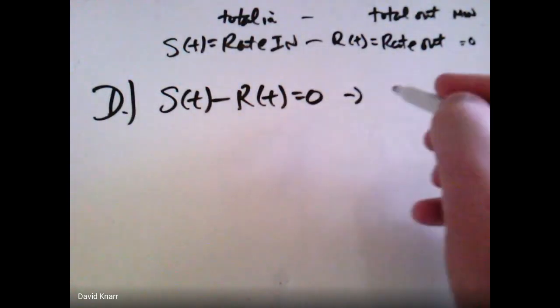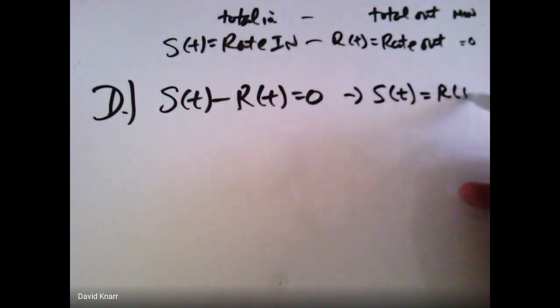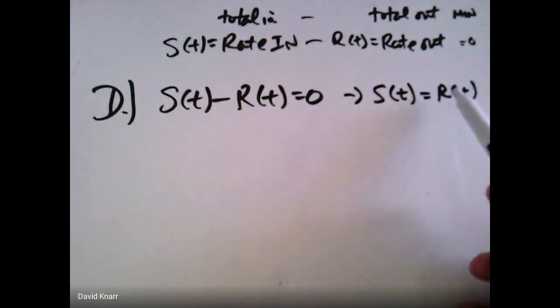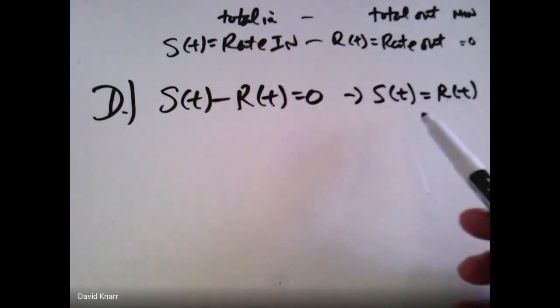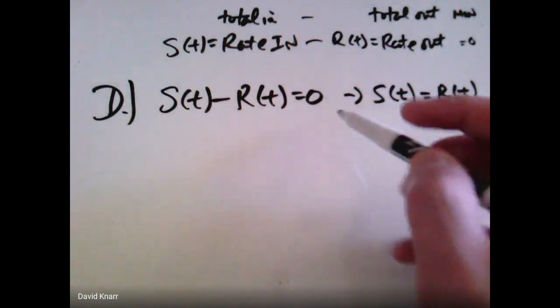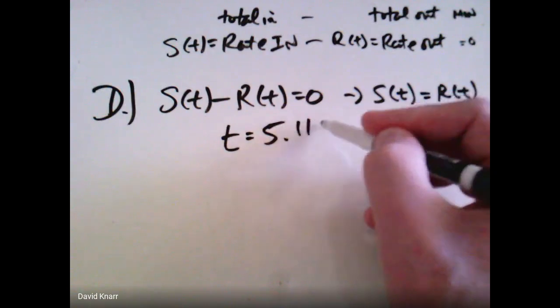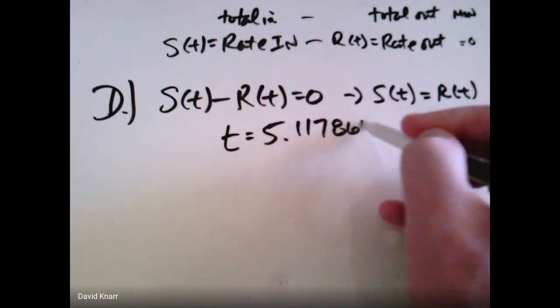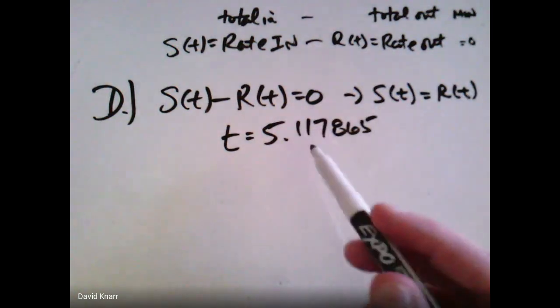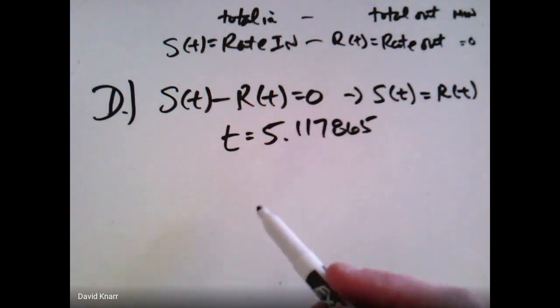So the other thing you could do in your calculator is just graph S of t and graph R of t separately, and figure out where they equal each other. If you do that, the only place where they're equal to each other is 5.117865. That's the only value between 0 and 6, right? So you're going to graph between 0 and 6.